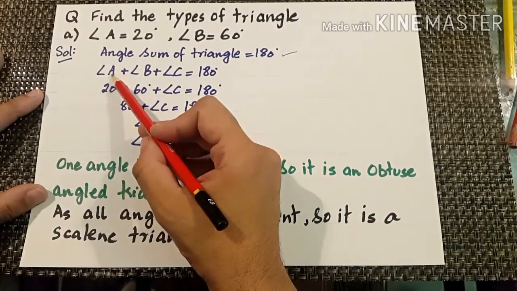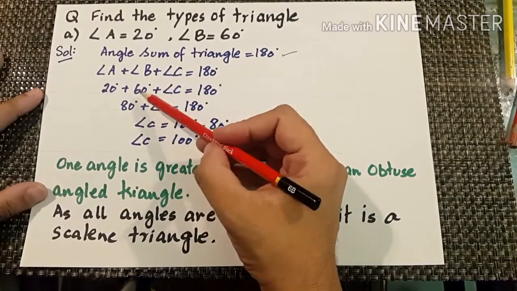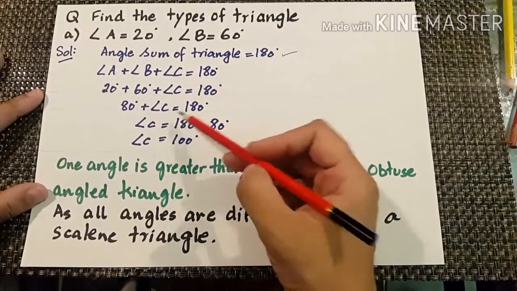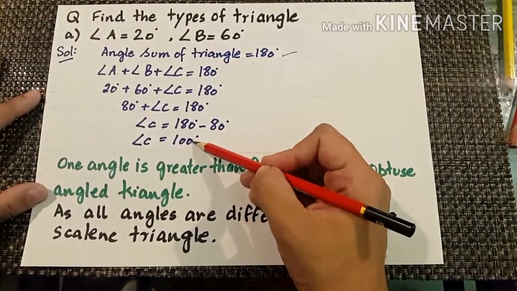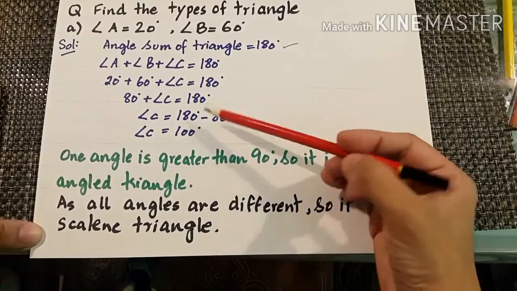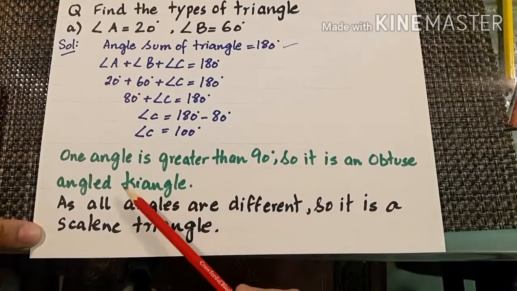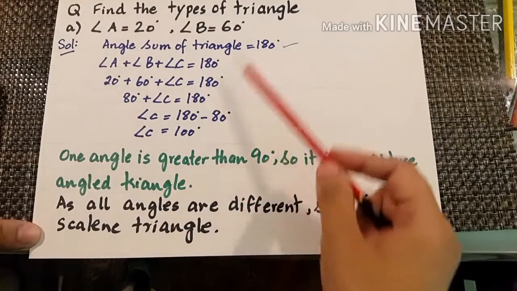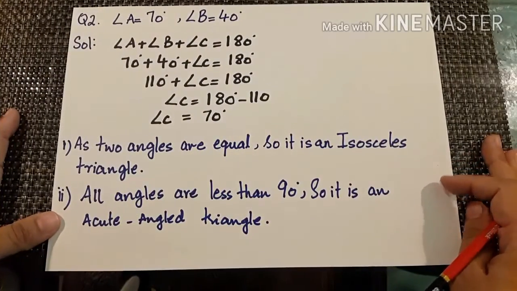So we will write angle A plus angle B plus angle C is equal to 180 degrees. We will substitute the values of angle A and angle B, that is 20 degrees plus 60 degrees. We get 80 degrees. We subtract from 180, we get angle C, that is 100 degrees. Now you can see that in this triangle, one angle is greater than 90 degrees. So this triangle is an obtuse angled triangle, and as all the angles are different, it is a scalene triangle.